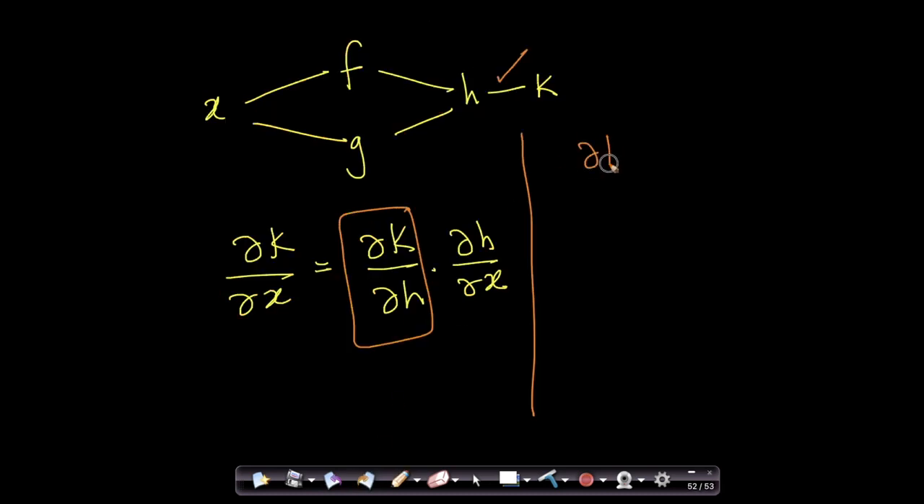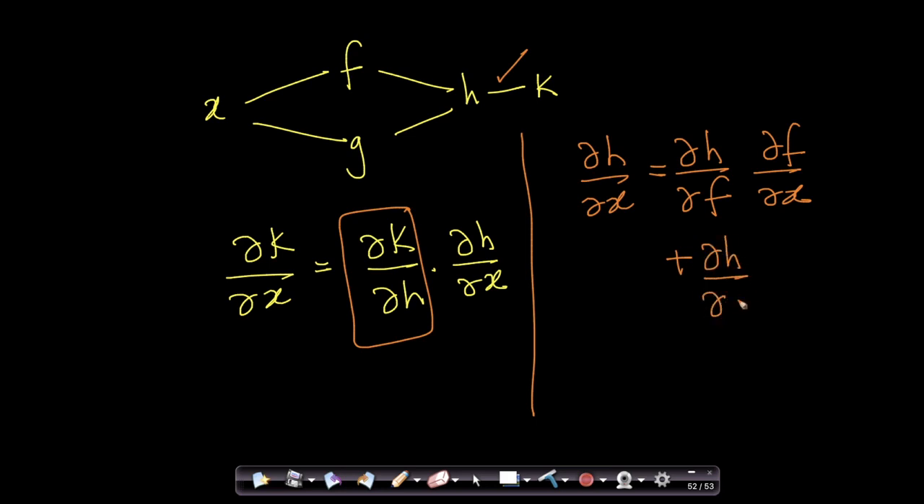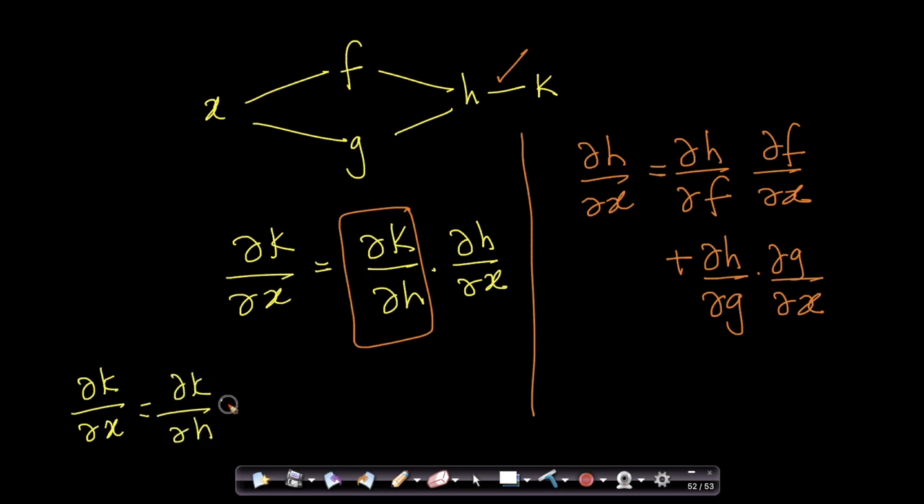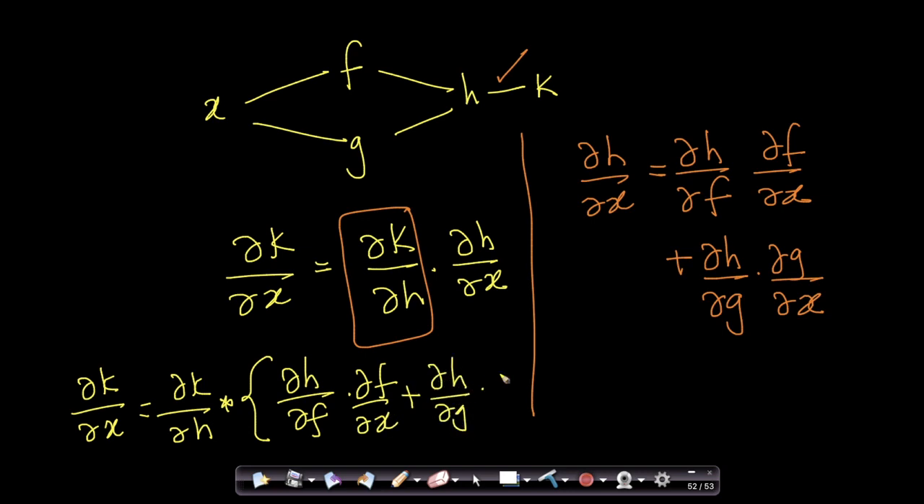So derivative of h with respect to x is derivative of h with respect to f and derivative of f with respect to x plus derivative of h with respect to g and derivative of g with respect to x. So overall derivative of k with respect to x is derivative of k with respect to h multiplied by derivative of h with respect to f, df by dx plus dh by dg, dg by dx.